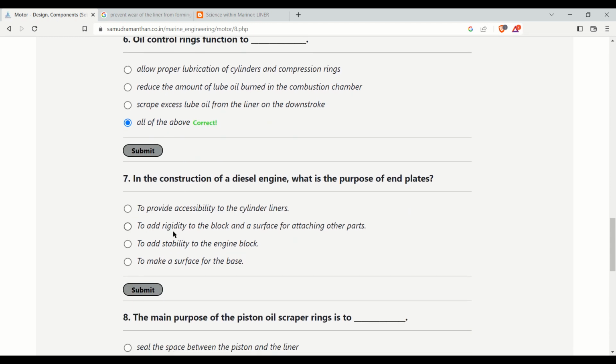In the construction of a diesel engine, what is the purpose of end plates? And the options are to provide accessibility to the cylinder liners, to add rigidity to the block and a surface for attaching other parts, to add stability to the engine block, to make a surface for the base. The correct option should be to add rigidity to the block and a surface for attaching other parts.